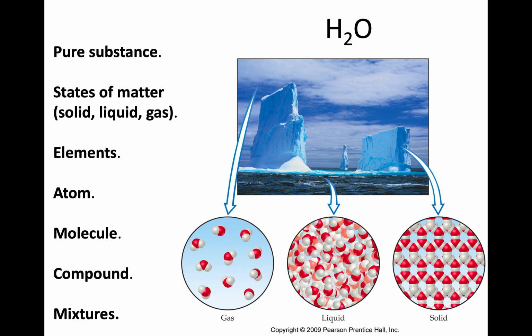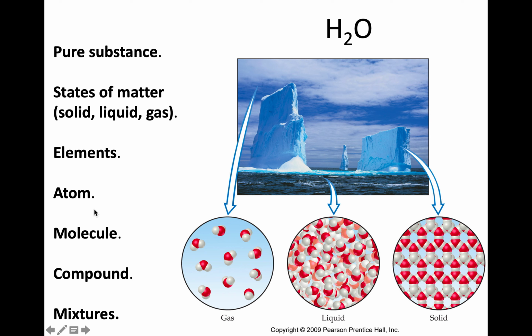Here's an image from your textbook showing the frigid North Atlantic. So I list here on the left the different terms that I've just introduced: a pure substance, different states of matter, elements, atoms, molecule, compound, and mixtures. I think that we can use all of those to describe what's going on in this image on the right-hand side. I think in 1 or 2 sentences, we could include a description that has all of these particular words.